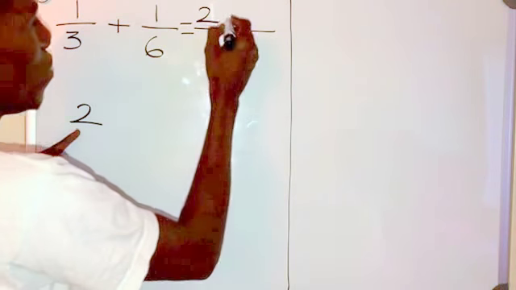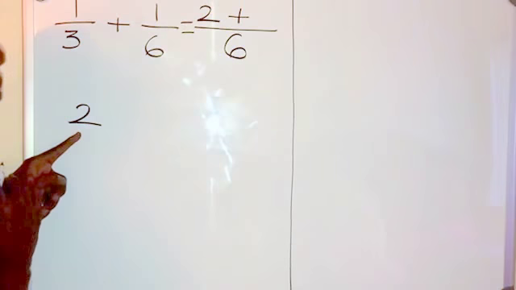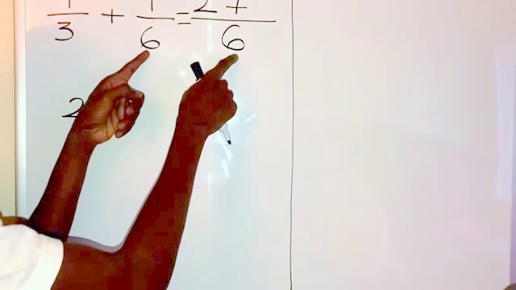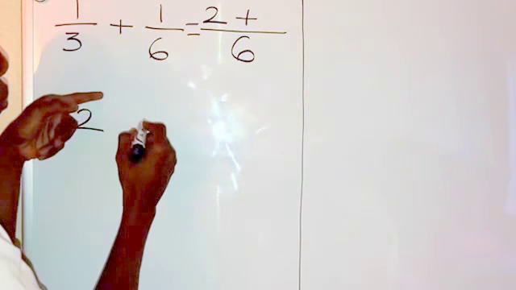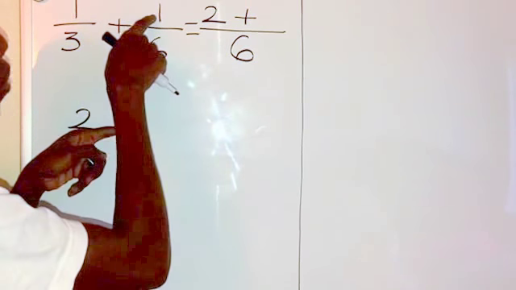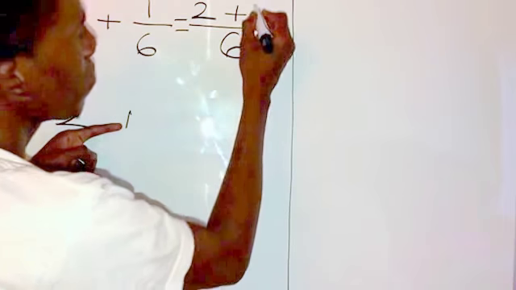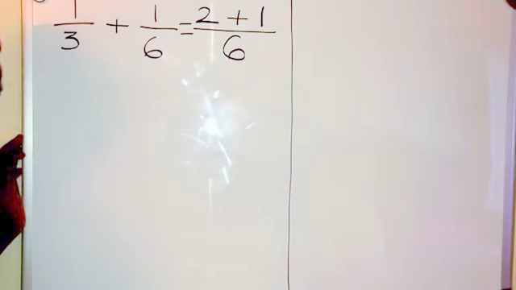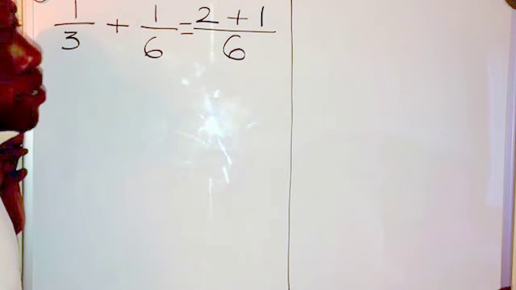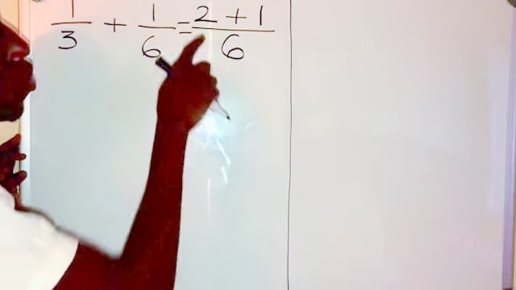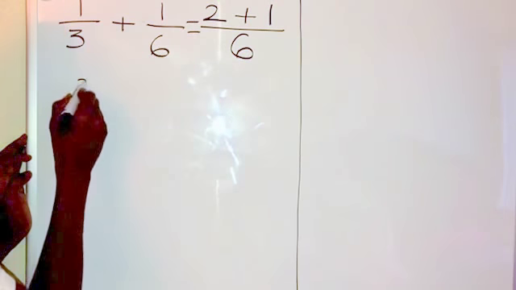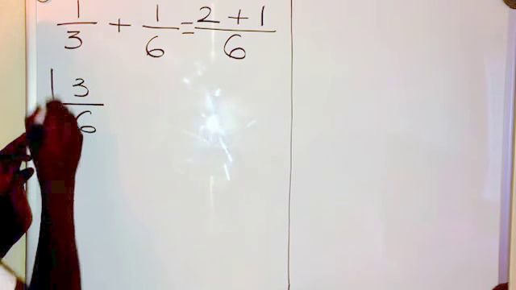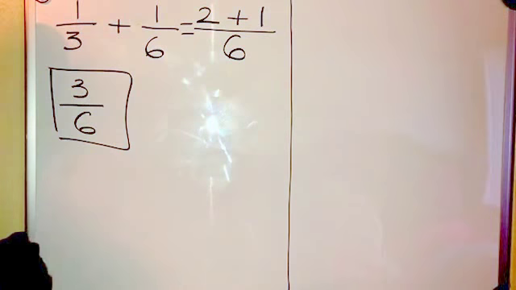I have a plus here. For this part I say 6 divided by 6 is 1. So this 1, I multiply it by 1, so it's still 1. Okay, now I'm just gonna add the numbers and keep the denominator, or the bottom part. So 2 plus 1 is 3, and I keep the 6. That will be our result for adding these two fractions.